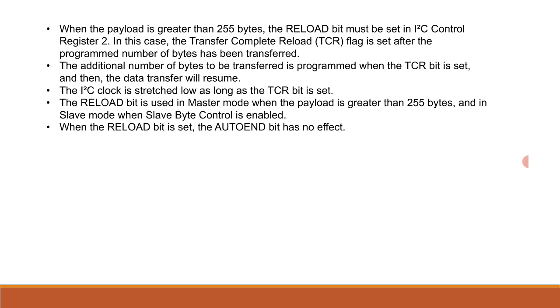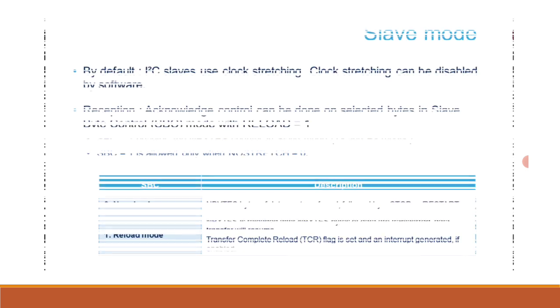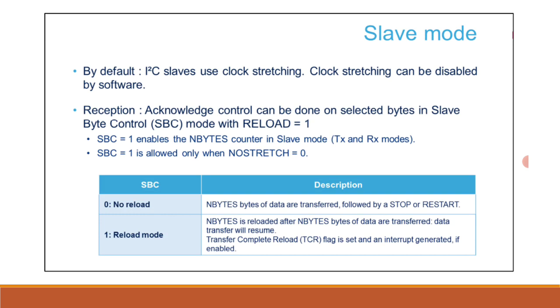Here is a quick summary of the points which I just discussed. Then we will move on to the slave mode. So by default, the I2C slave uses clock stretching. The clock stretching feature can be disabled by software.